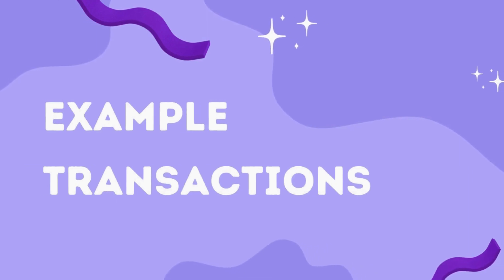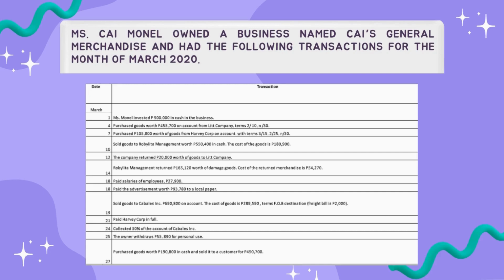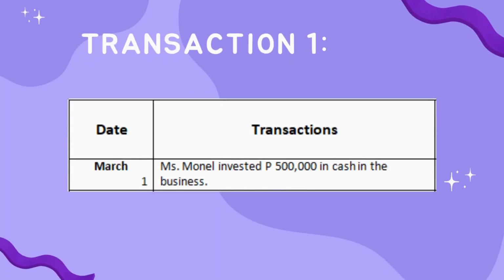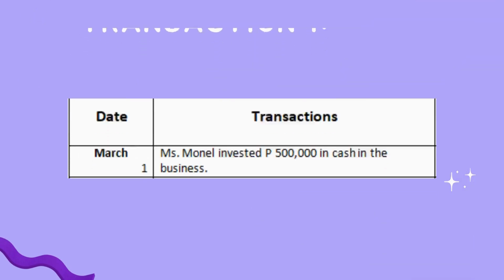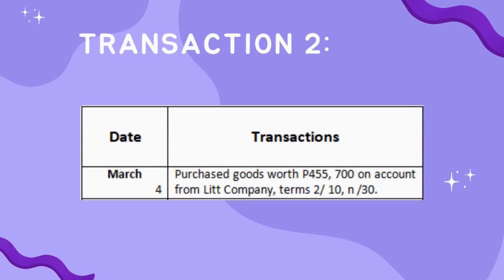Now, let us proceed with the example transactions. Miss Kai Monell owned a business named Kai's General Merchandise and had the following transactions for the month of March 2020. Transaction 1, dated March 1. Miss Monell invested 500,000 in cash in the business. Accounts affected: the debit is cash, the credit is K. Monell, Capital.